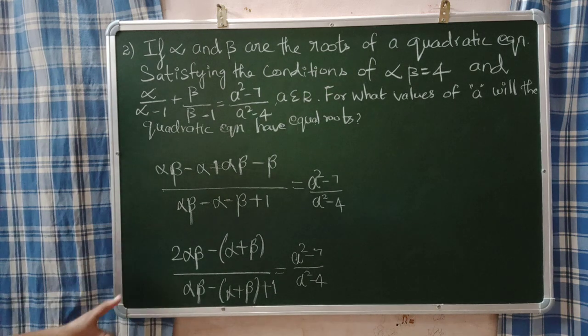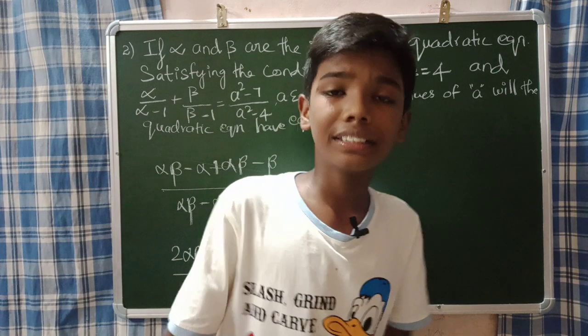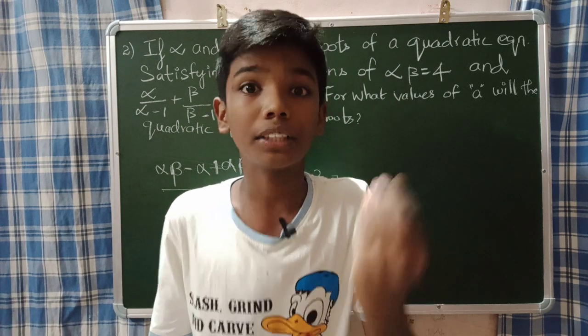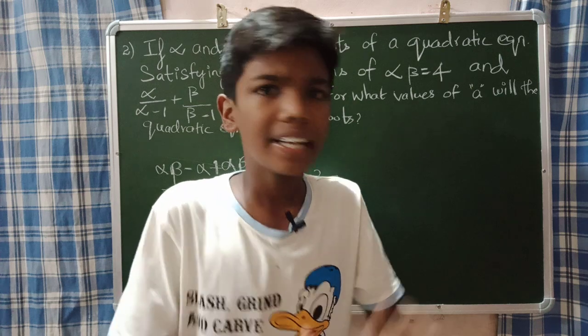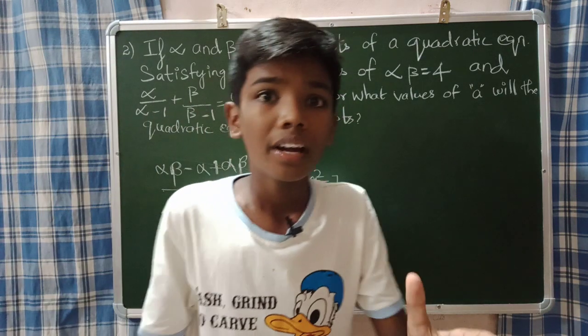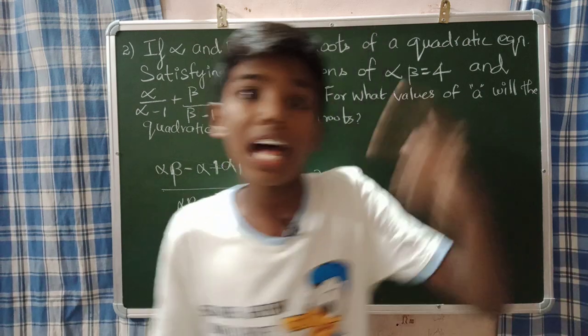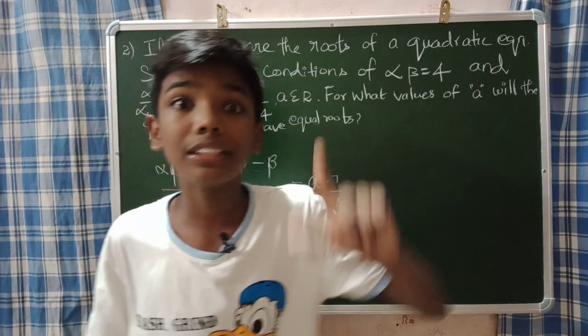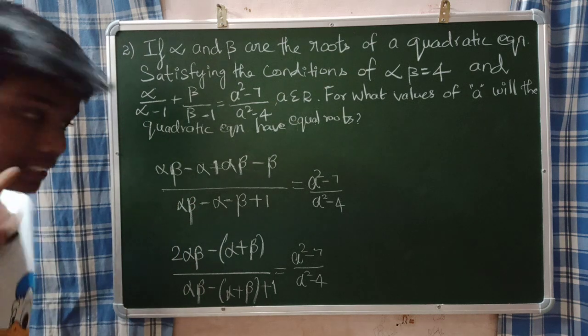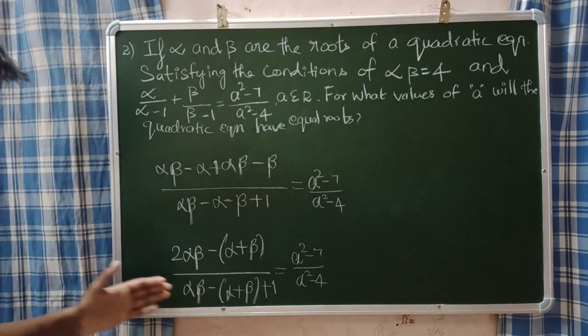So why I did it like this, guys: in every JEE Advanced question, if you see a quadratic equation question, they will definitely give an expression. Your main focus is to convert that expression based on alpha plus beta and alpha beta, which is the sum of the roots and product of the roots. That is one of the main things which we need to understand. Okay guys, so this is what I converted.